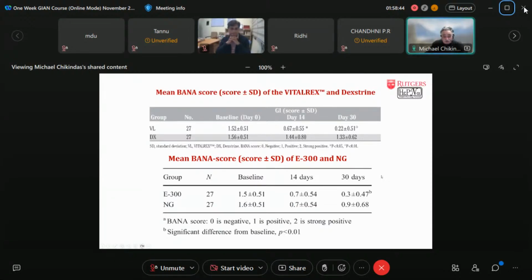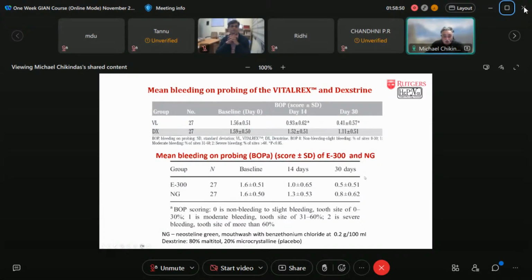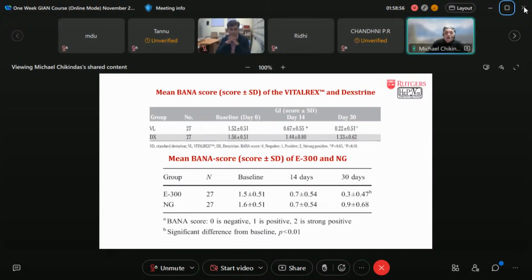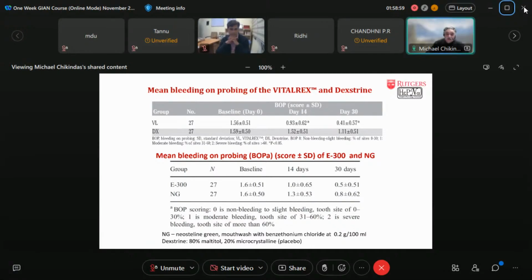So take-home message, the probiotic and probiotic-derived formulations can perform really well compared to the control. And again, we have Vital Rex compared to dextrin, day 14, day 30. The numbers are statistically different, which is again a good indication of the performance of the probiotic microorganism formulation. And these tablets, the individuals can use by themselves, so they are dissolving in the oral cavity.